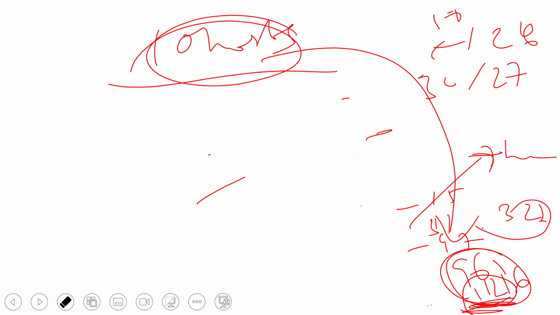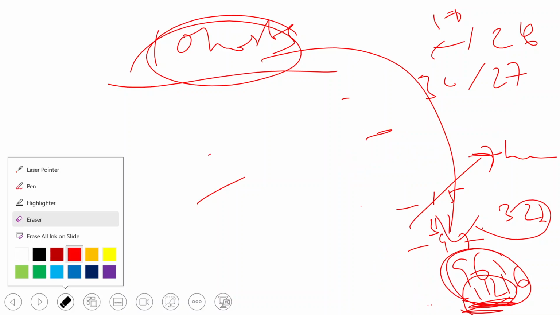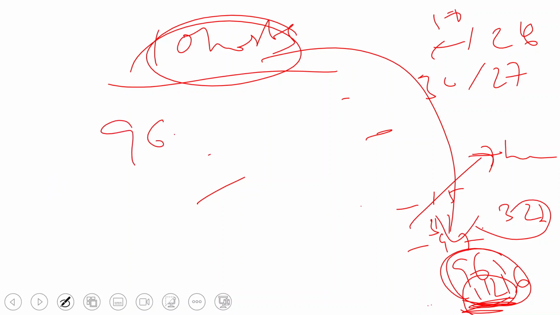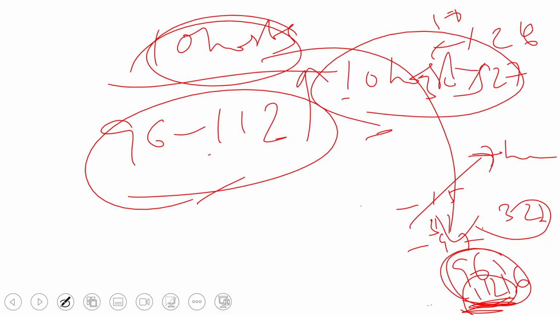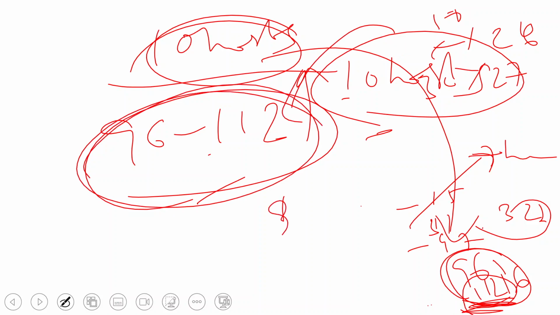So for this 96 to 112, you provide this IP address range for these 10 hosts, where you can fit 10 hosts, and you have some address space left again. If any new employee is joining this network, you can actually give them an IP address because you have some space here. So that's how you can save IP addresses.